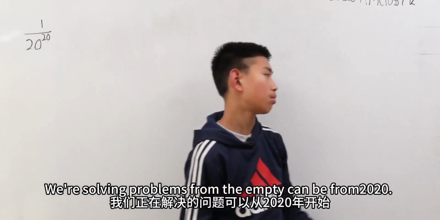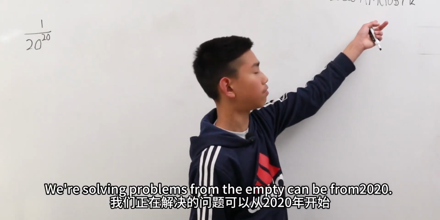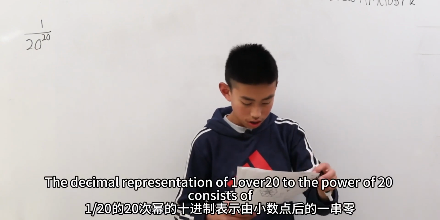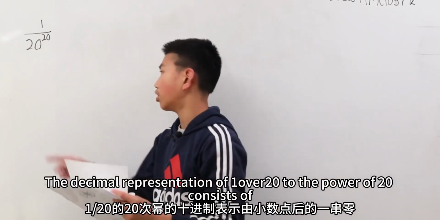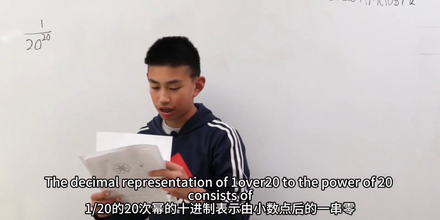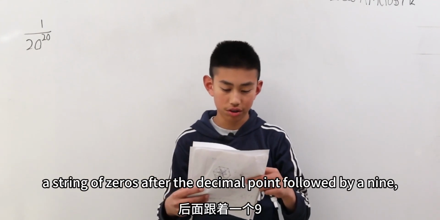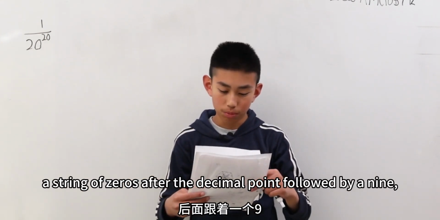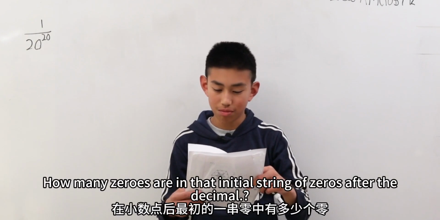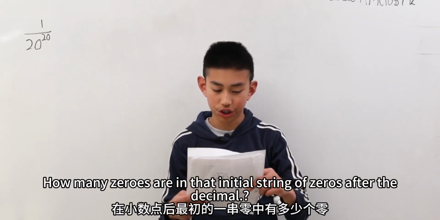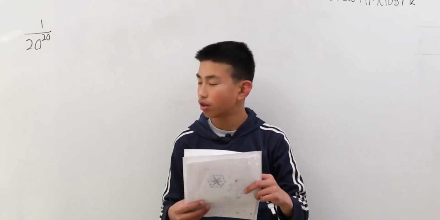We're solving problem 12 from the AMC 10B from 2020. The decimal representation of 1 over 20 to the power of 20 consists of a string of zeros after the decimal point, followed by a 9 and then several more digits. How many zeros are in that initial string of zeros after the decimal point?